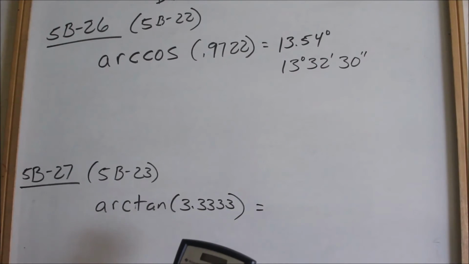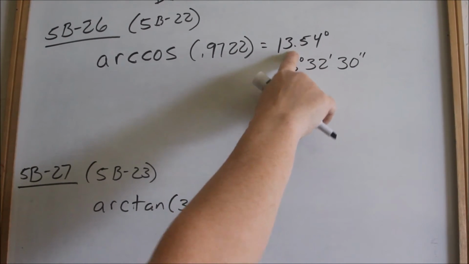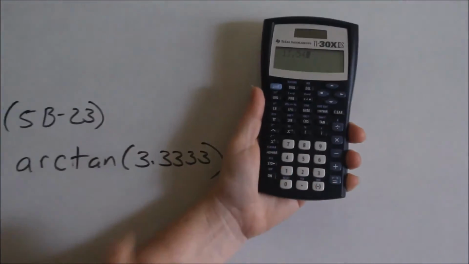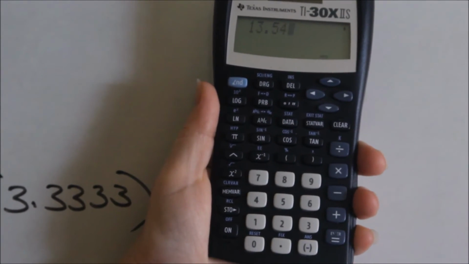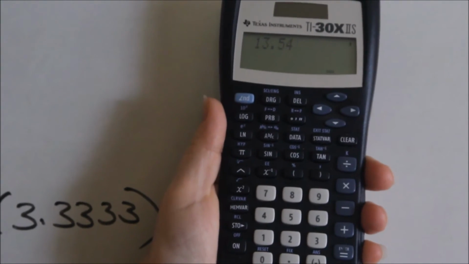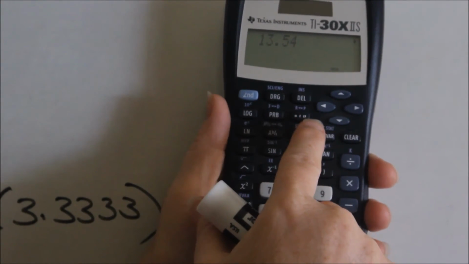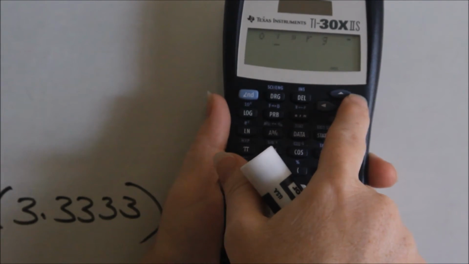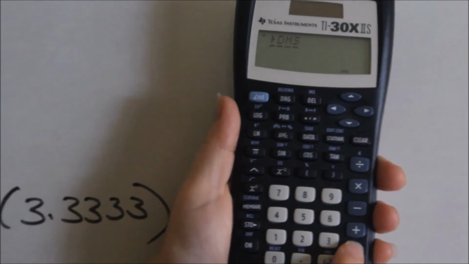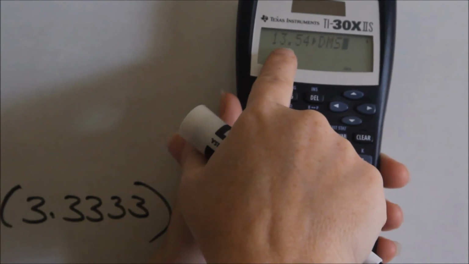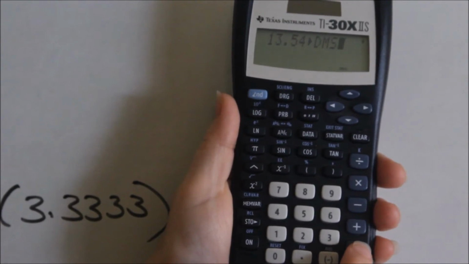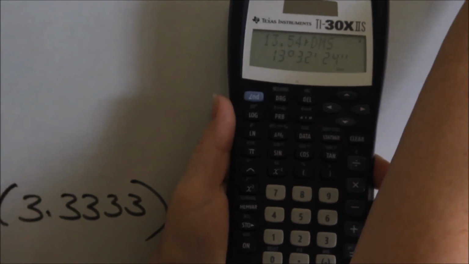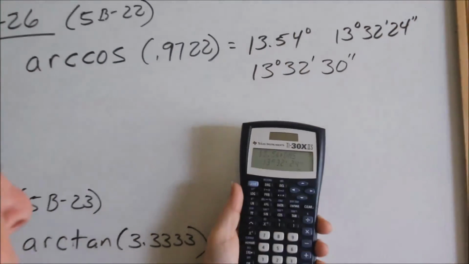Okay, I do want to show you, if I was just to take 13.54 degrees, I want to show you how the difference in rounding is. If I took 13.54 degrees and I wanted to convert that to degrees, minutes, seconds using my calculator, this is in decimal, so to convert it to degrees, minutes, seconds, hit your degrees, minutes, seconds button, arrow over, keep going until you get to DMS. Now you hit enter. Now it's saying we're going to convert 13.54 degrees into degrees, minutes, seconds. Hit enter one more time, and now I've got 13 degrees, 32 minutes, and 24 seconds.